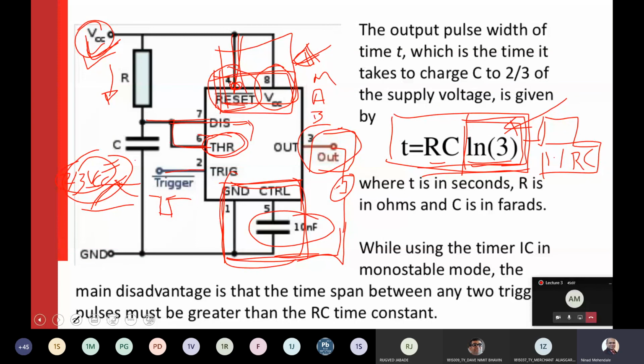So if I know my R is 1K and C is, let's say, 1 farad, then I can calculate the total time for which the output remains high. Just substitute the values of R and C and multiply by 1.1 to get the final timing.